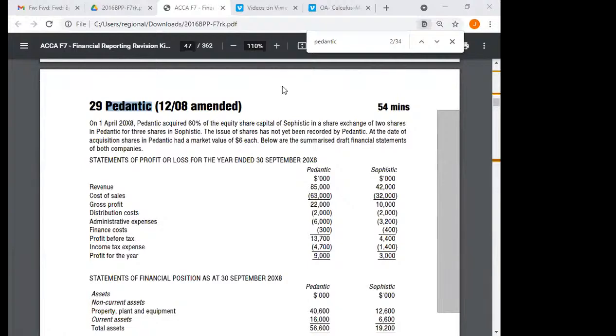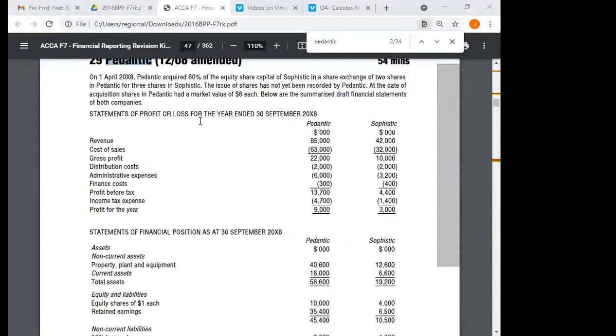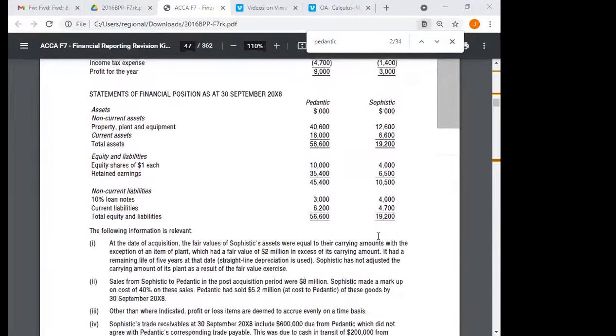Now, wanasema on 1st April 2018, Pedantic acquired 60% of the equity share capital of Sophistic in a share exchange of 2 shares in Pedantic for 3 shares in Sophistic. The issue of shares has not yet been recorded by Pedantic. At the date of acquisition, shares in Pedantic had a market value of $6. Below are the summarized draft financial statements of both companies. Statements of P&L, Pedantic, Sophistic. Statement of financial position, Pedantic, Sophistic.